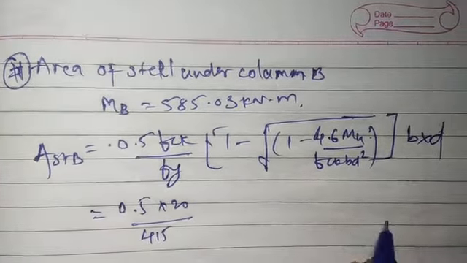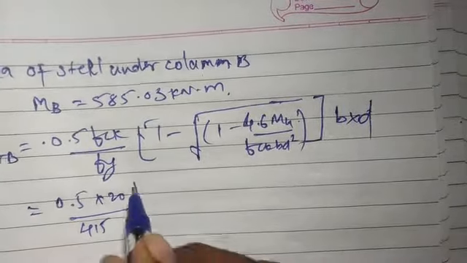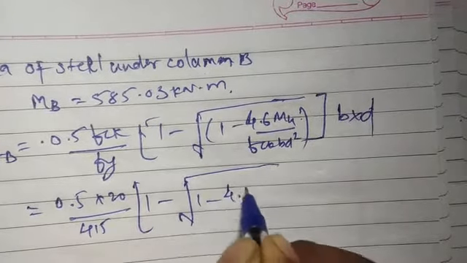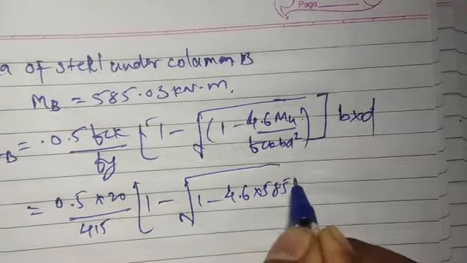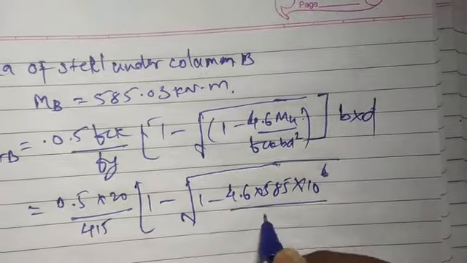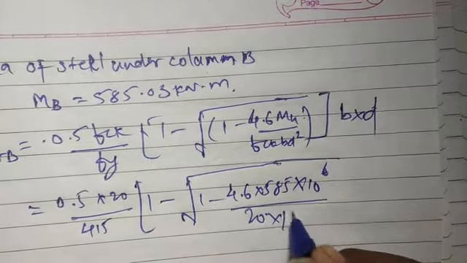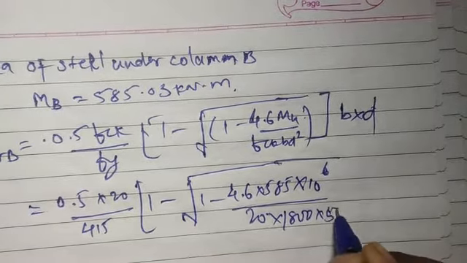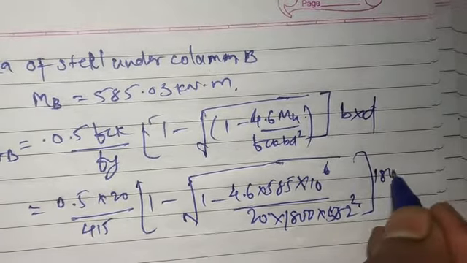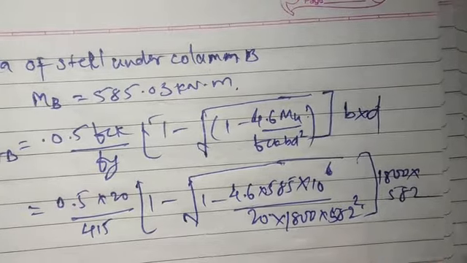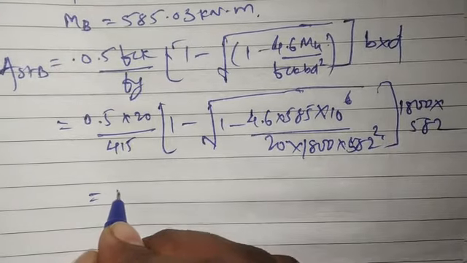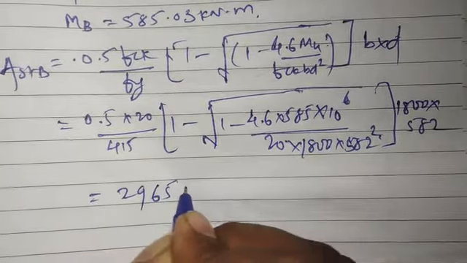2415. For your understanding, I'm writing this: 1 minus square root of 1 minus 4.6 into 585 into 10 raised to 6 divided by 20 into B is 1800, D is 582 again, its square, bracket close, 1800 into 582. So if you calculate this, you will get 2965 mm square.